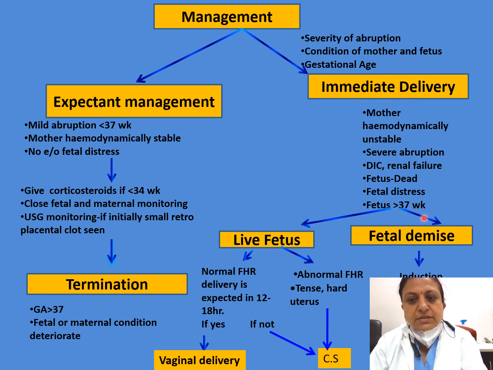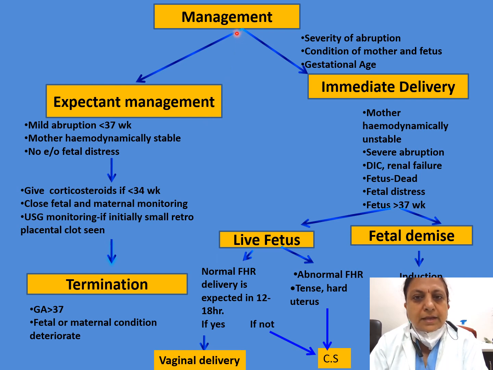If the fetus is dead, then vaginal delivery can be tried by induction, ARM, and oxytocin augmentation. Whereas if the fetus is live and there is normal or abnormal fetal heart rate: if the fetal heart rate is normal, then expectant delivery can be done by the vaginal route. But if the fetal heart rate is abnormal, or the uterus is tense and tender, indicating abruptio of higher grade, then cesarean section is required.